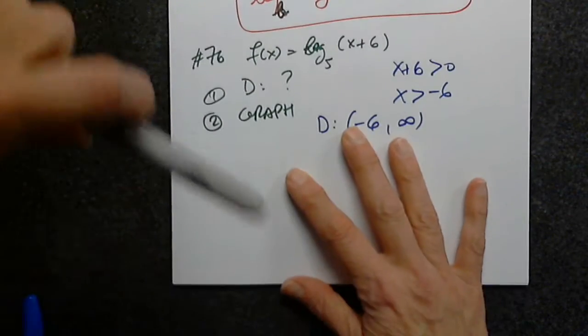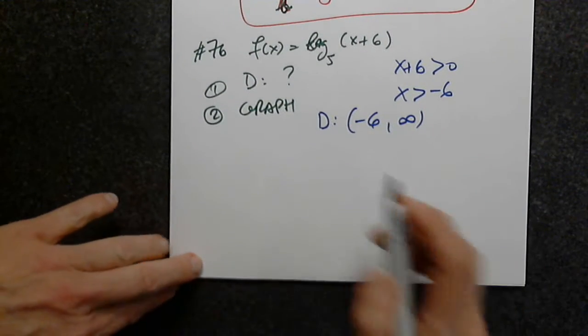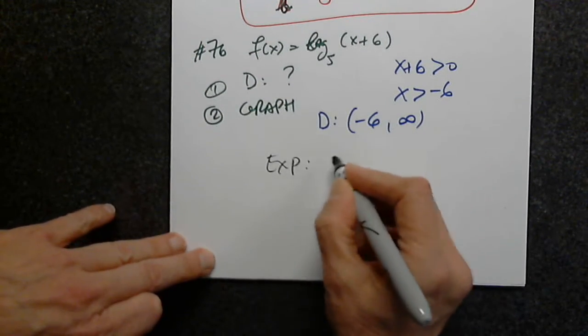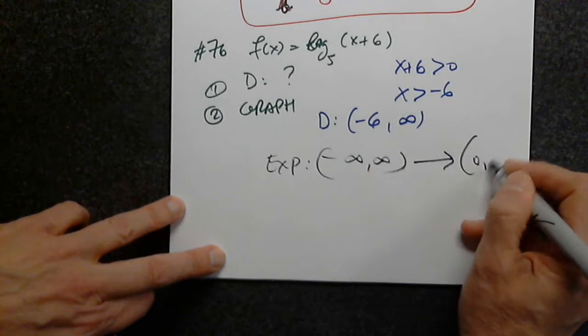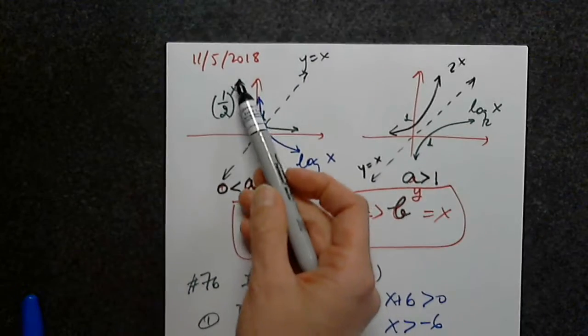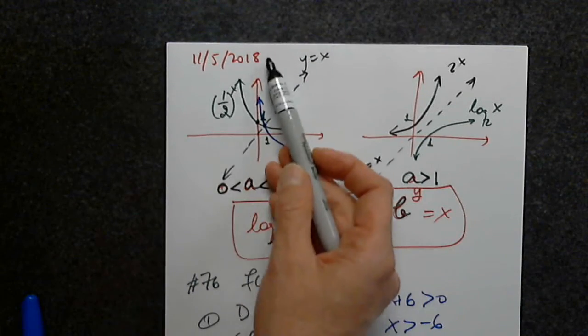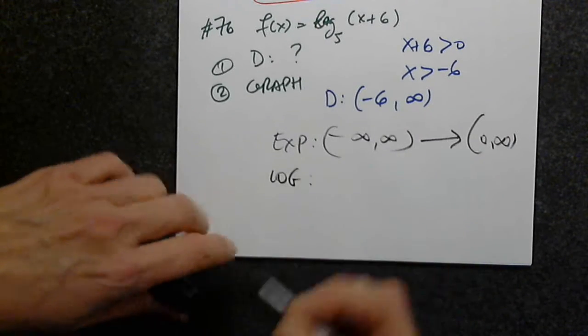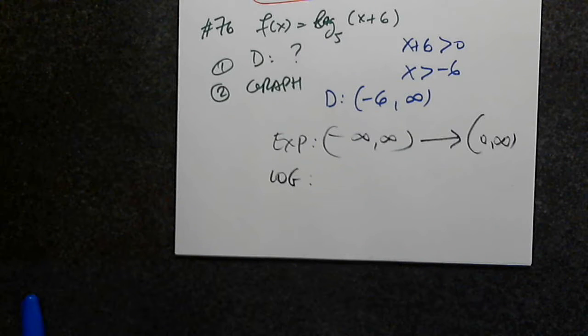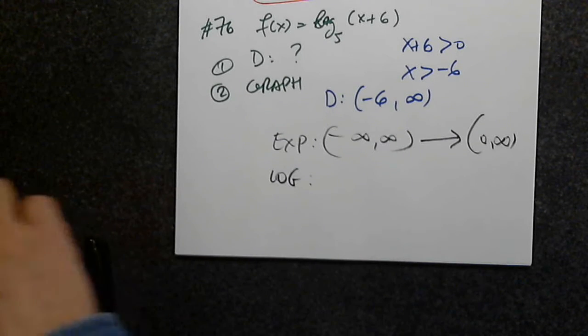So let's write that. Maybe that will trigger your memory. So the exponential is defined on all real numbers and has the range 0 to infinity. Look at the graph of the exponential from 0 to infinity. So what is the domain of the log and the range of the log, knowing that log is the inverse of the exponential?